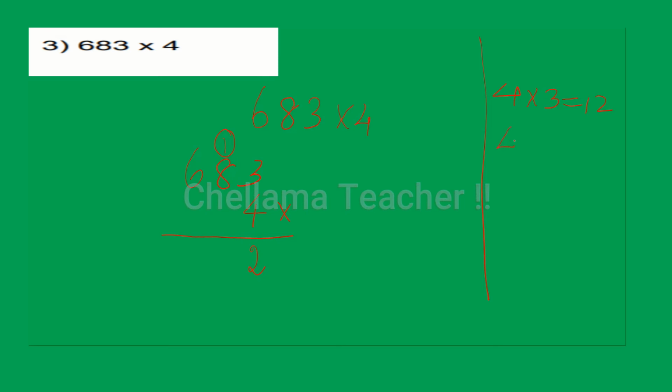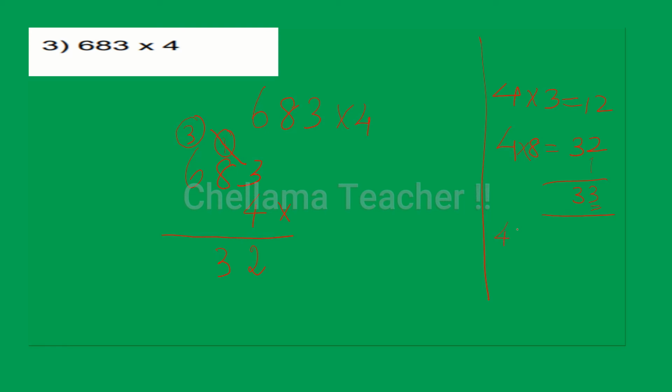Now 4 8s are 32. This 32 plus the carryover 1, 33. Now we can write 3 here. This 3 can be written in the tens place, and the other 3 can be written as a carryover. Once you have added the carryover, you can cut this. So let it be the carryover now.